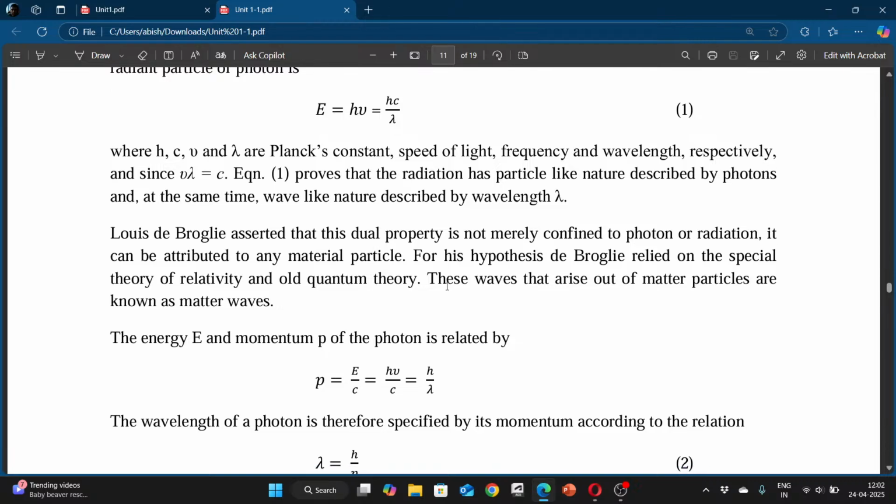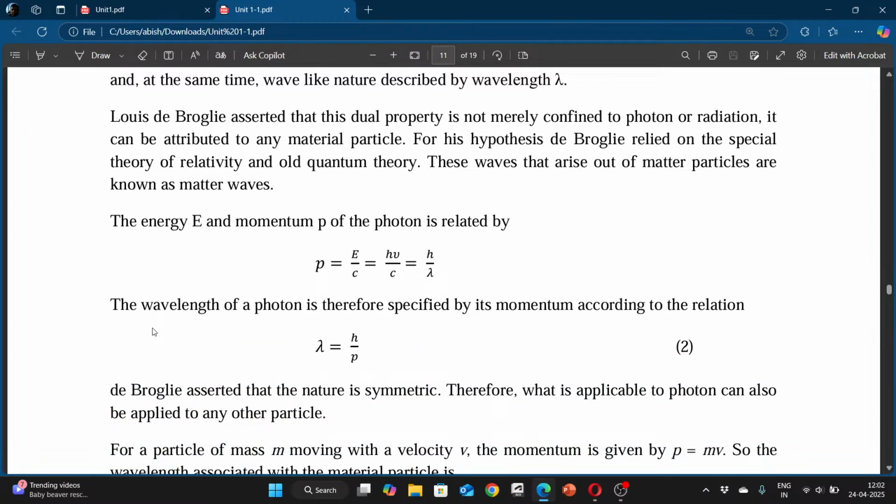For this hypothesis, de Broglie relied on the special theory of relativity and the old quantum theory. These waves that arise out of matter particles are known as matter waves. The energy E and momentum p of the photon are related by p equal to E by c, which is h mu by c, which is h by lambda. Therefore, the wavelength of a photon is specified by its momentum according to the relation lambda equal to h by p, just rearranging it.